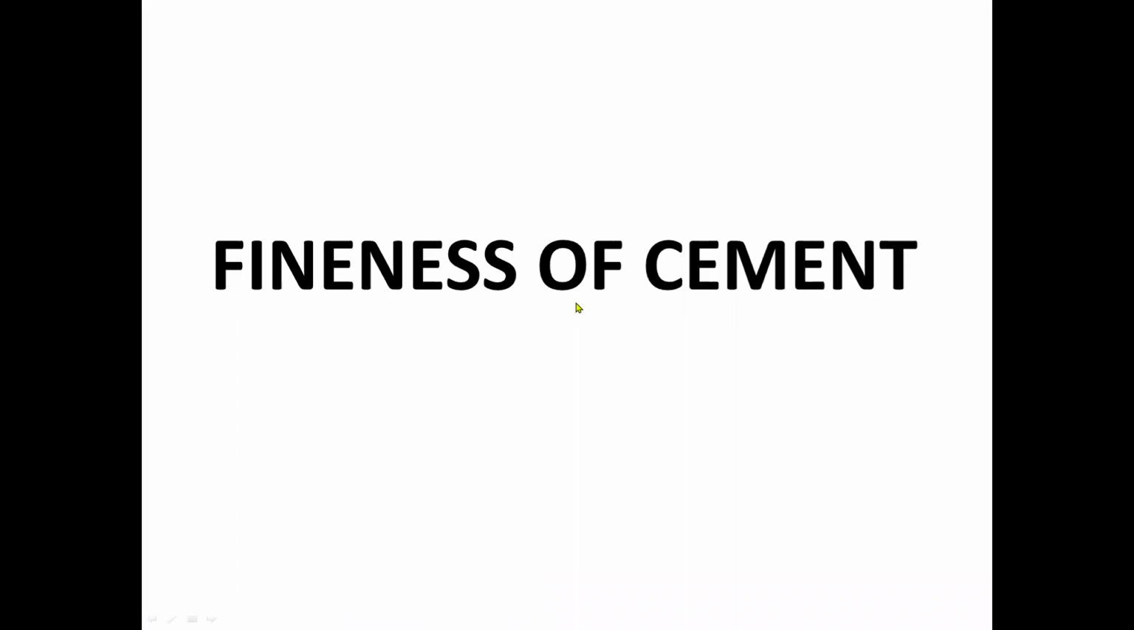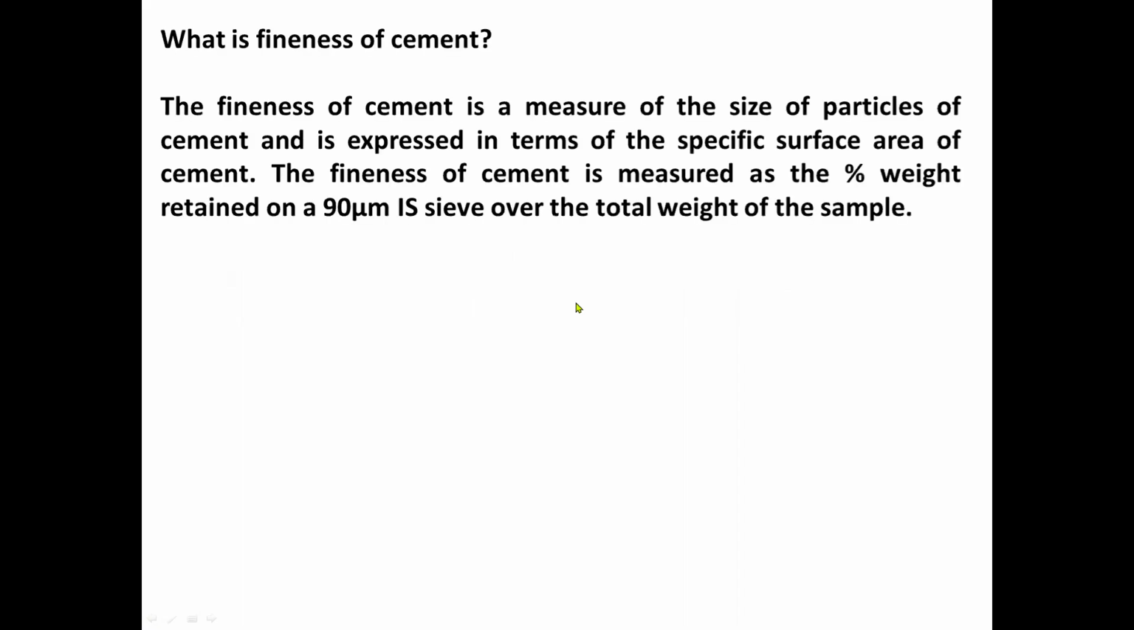Okay, our lesson for today's discussion is all about the fineness of cement. And to start with, let us have first the definition of fineness of cement. The fineness of cement is a measure of the size of particles of cement and is expressed in terms of the specified surface area of cement. The fineness of cement is measured as the percentage weight retained on a 90 micrometer IS sieve over the total weight of the sample.